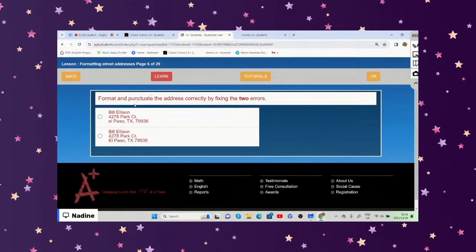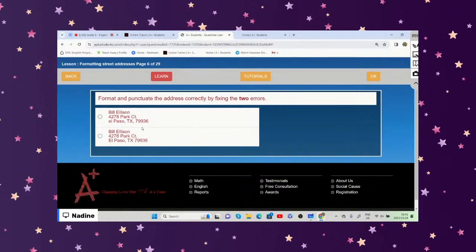So we already have Bill Ellison. And if we look at the first one, it is Bill Ellison, 4278 Park CT, which is full stop. And then El Paso, TX 79936. So nope for option 1, right?